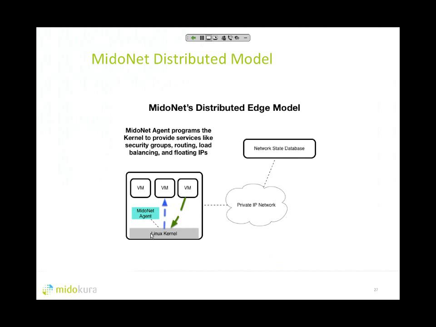With MidoNet, we have a completely distributed edge model. So as I mentioned, the software that's residing on the compute host has the intelligence to make all the security group decisions, all the routing decisions, even layer 4 load balancing, floating IP, and that basically, all is done at the compute edge.